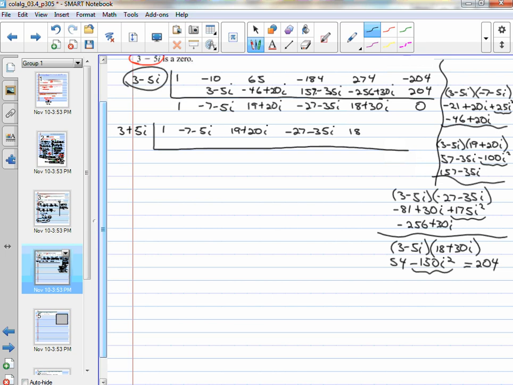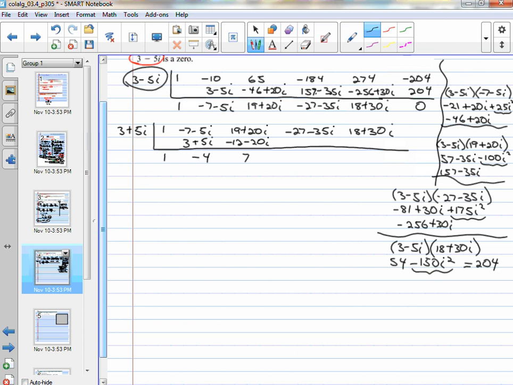35i. 18 plus 30i. So I bring down my 1, I multiply by 1, 3 plus 5i. Notice what cancels? The i's. Negative 7 and 3 make a negative 4. Now that would be negative 12 minus 20i. Negative 12 minus 20i. Do you notice what cancels? Every time, if we do it right, those i's will cancel. What's 19 minus 12?